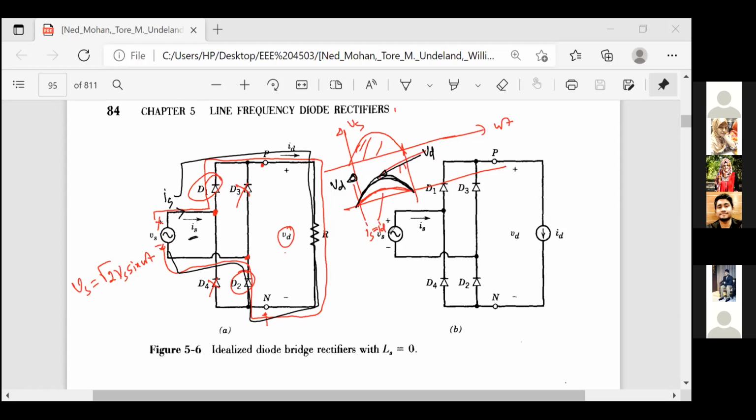Okay, for the negative half cycle, I am now using this circuit. Suppose this is resistive. So to understand this one, now the voltage has changed its direction. So the current will go like this. Look here, current will go like this.